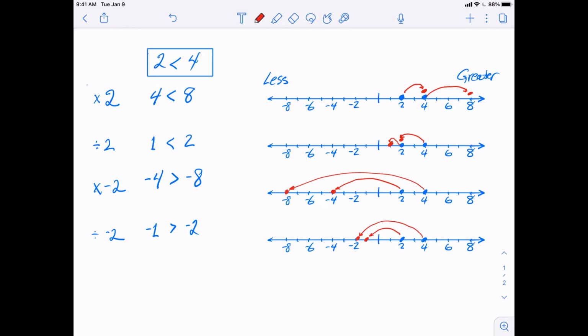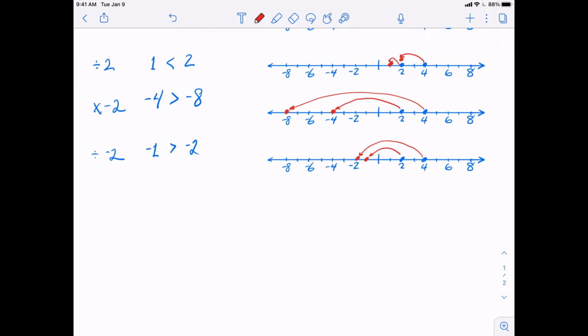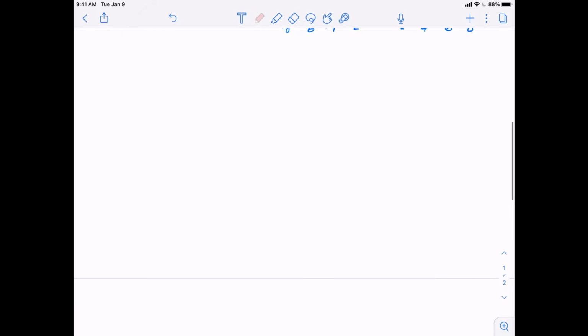So let's see an example of how that might be used when you're solving an inequality. We'll take a very simple example. Let's take negative 2x plus 3 is greater than 9. So if we were solving this, the first thing that we might do is subtract 3 from each side. Subtracting 3 from each side is okay. This would leave negative 2x is greater than 6.